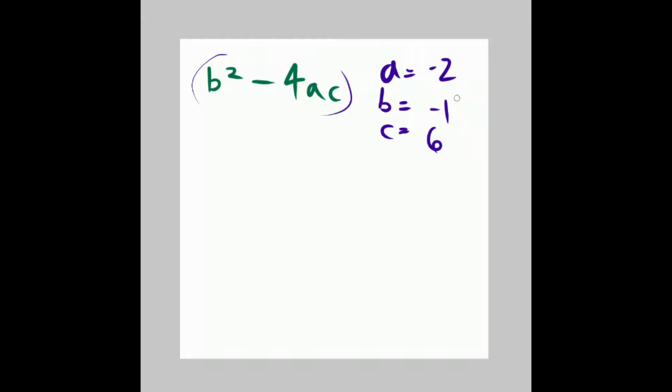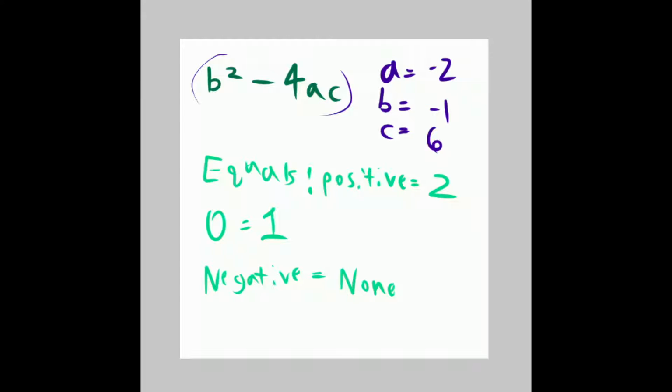In this situation, our a term will be negative 2, our b term will be negative 1, and our c term will be 6. If there is a positive value when you plug the numbers in for the variables, then you will have 2 x-intercepts. If it equals 0, then you will have 1 x-intercept. And if it equals a negative number, you will have no x-intercepts.